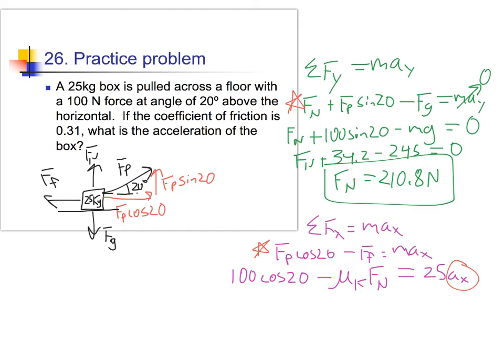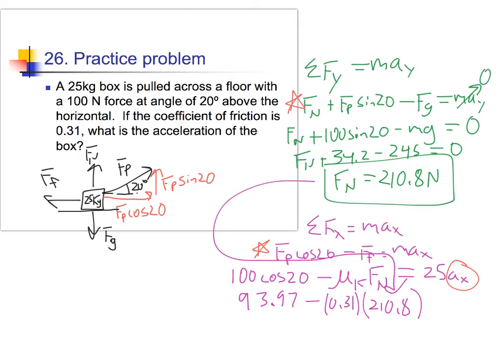So I can get a numerical value here for this 100 cosine of 20, and that's going to be 93.97 newtons, minus, I know my coefficient of friction is 0.31, times, oh, look at that, I needed that normal force here. This is what I like to call the big move. We take that normal force from the y, move it over to the x, and that's equal to 25ax. And so I end up getting 28.6 equals 25ax, so my x acceleration is going to be 1.14 meters per second squared.